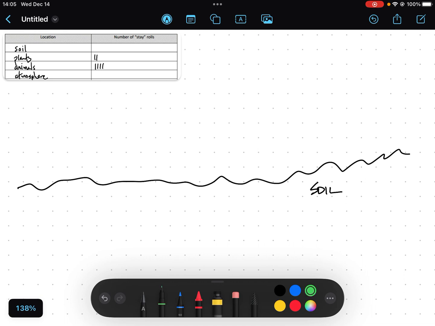Another place that my carbon could have been is plants. So I'm going to add that. Another place that my carbon could have been is animals, and I'm terrible at drawing animals, so I'm just going to draw some ants, and those are going to be my animals. And I know those don't even look much like ants.